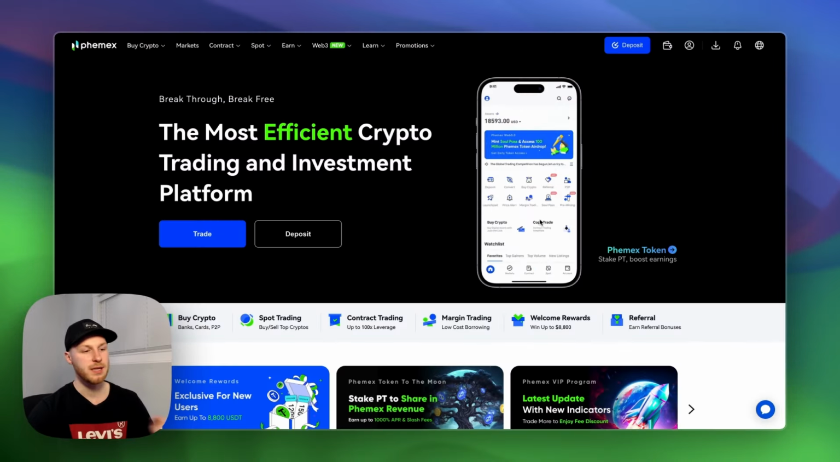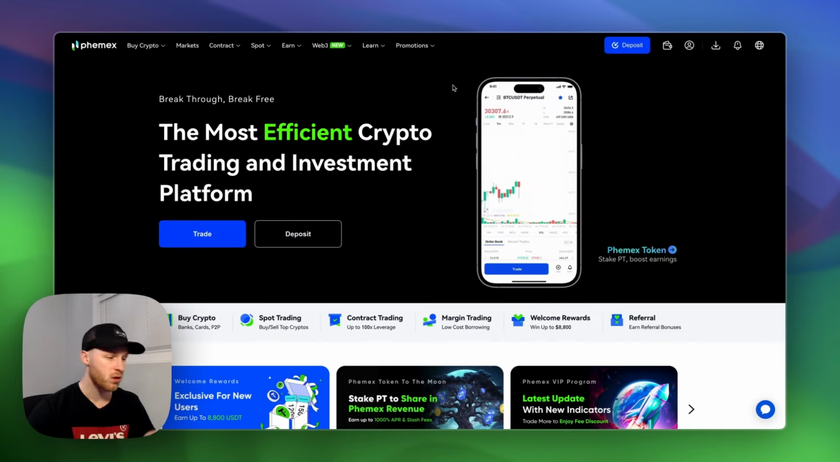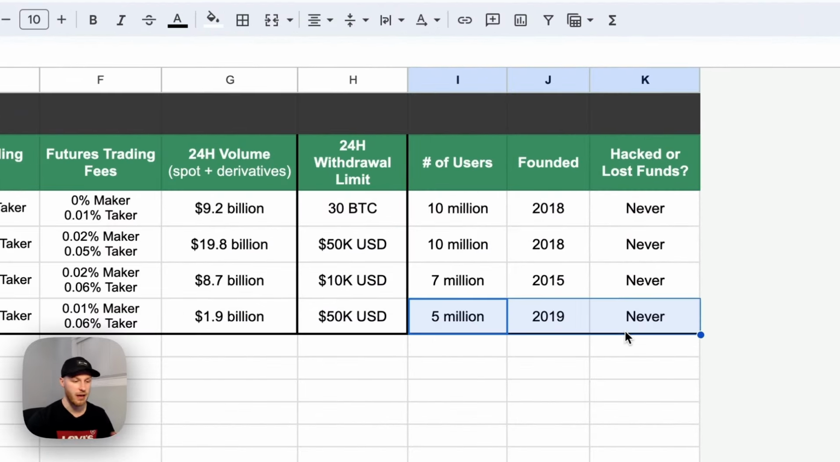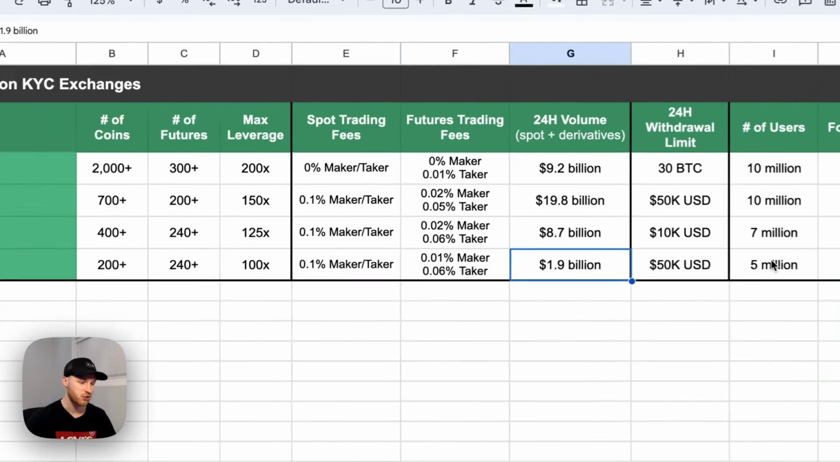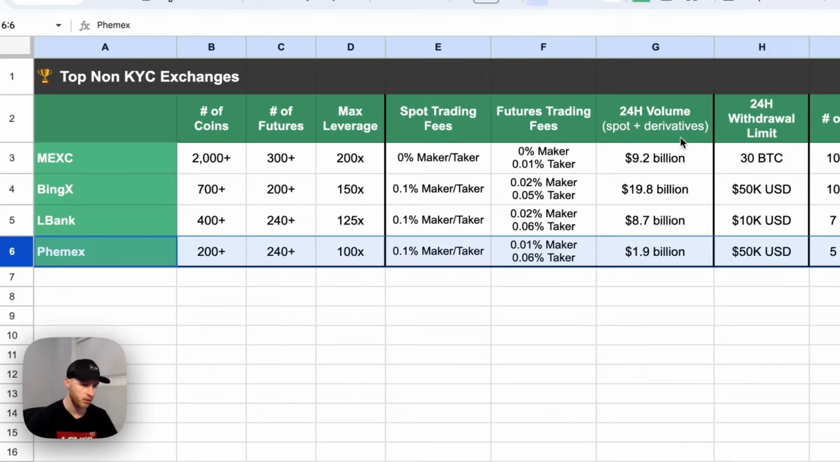And last but not least, we have Phemex. This exchange has been around for a while, and they also have a good reputation, never being hacked or having any incidents. It's the smallest platform on this list in terms of users and trading volume, but it's still a pretty good size with competitive fees and just a solid runner-up depending what you're looking to trade.